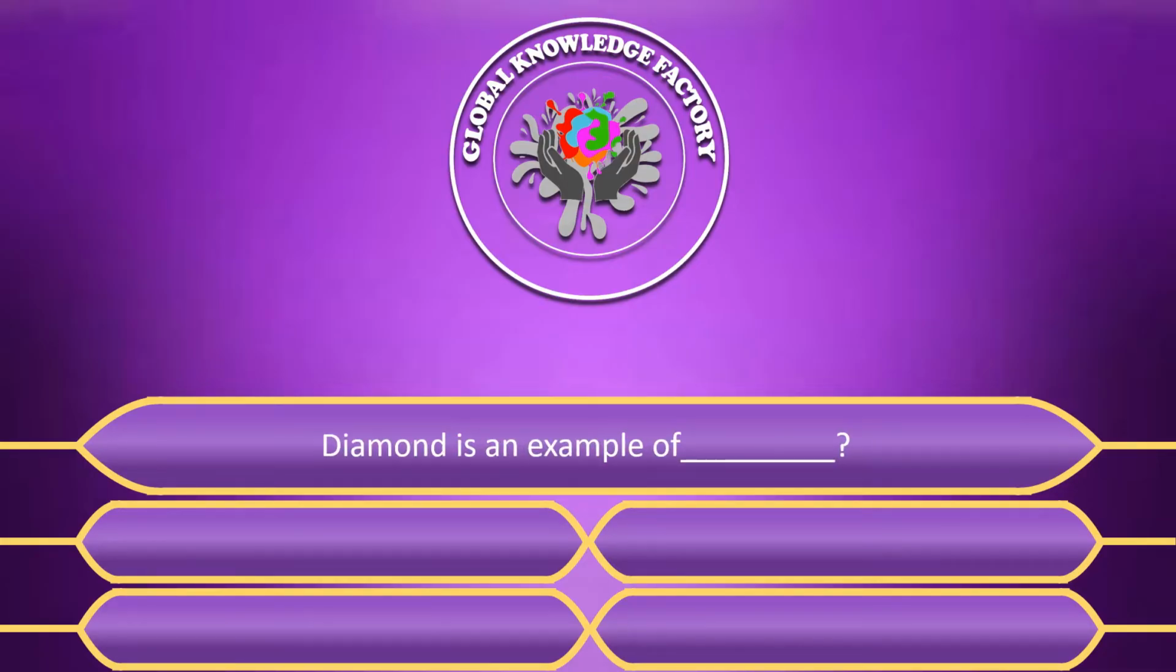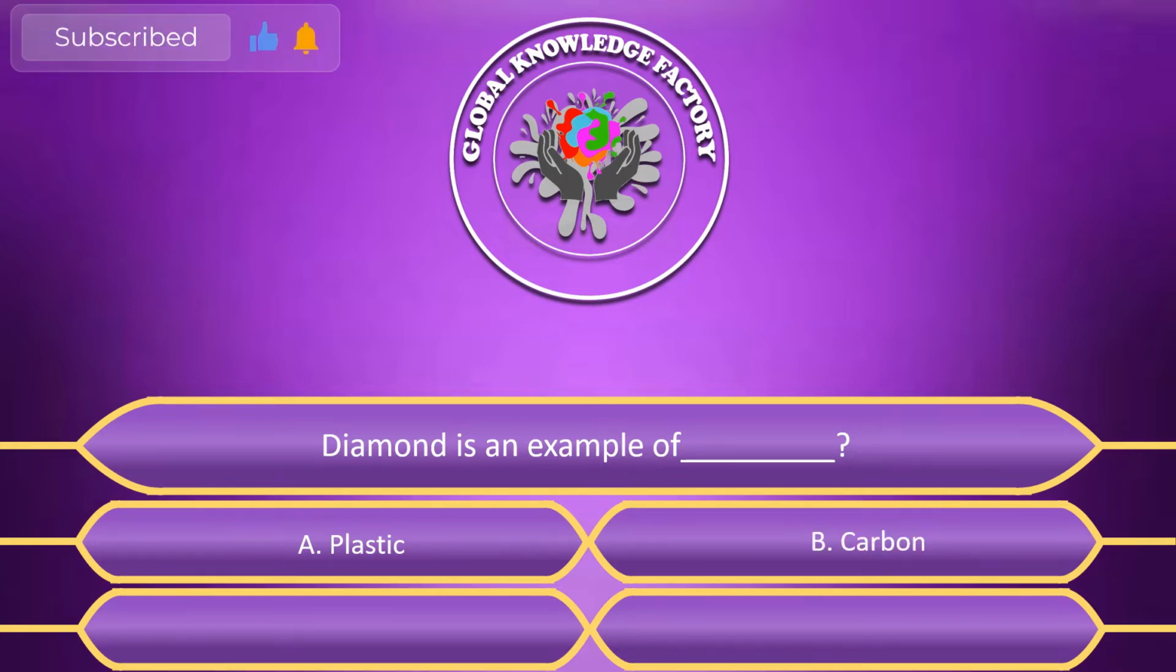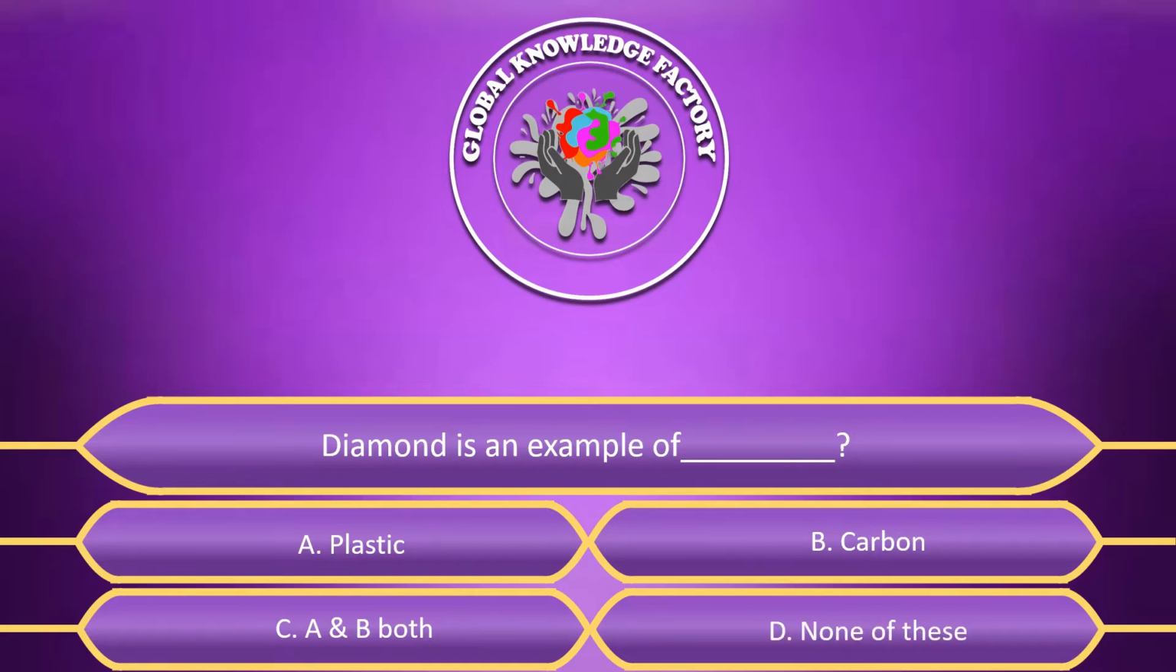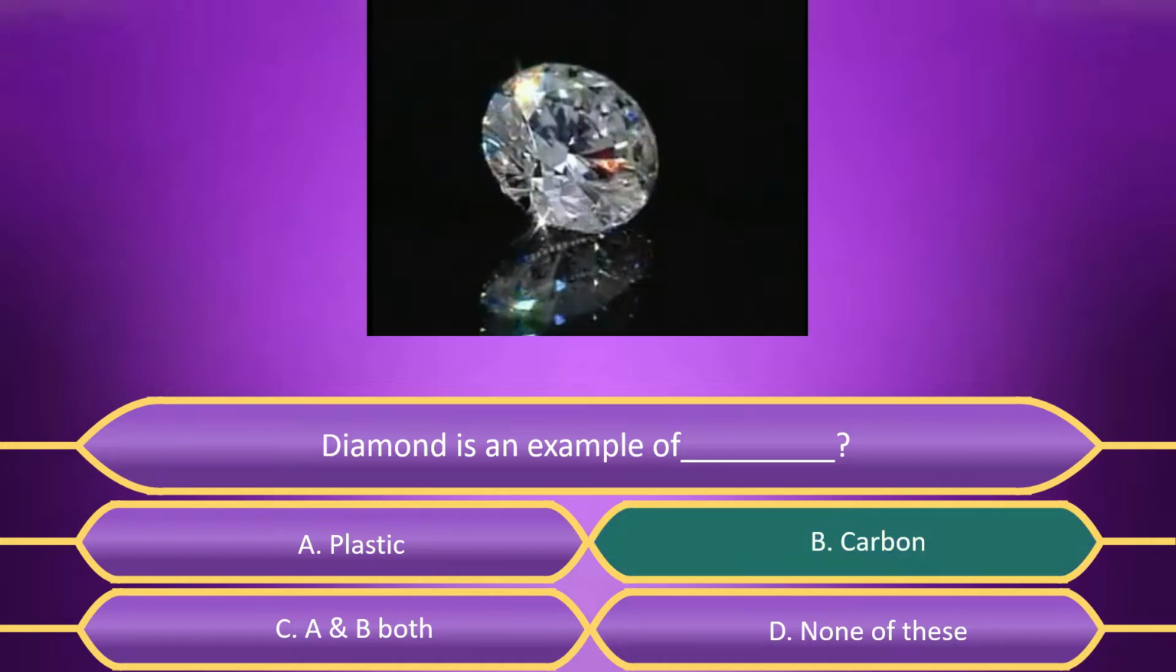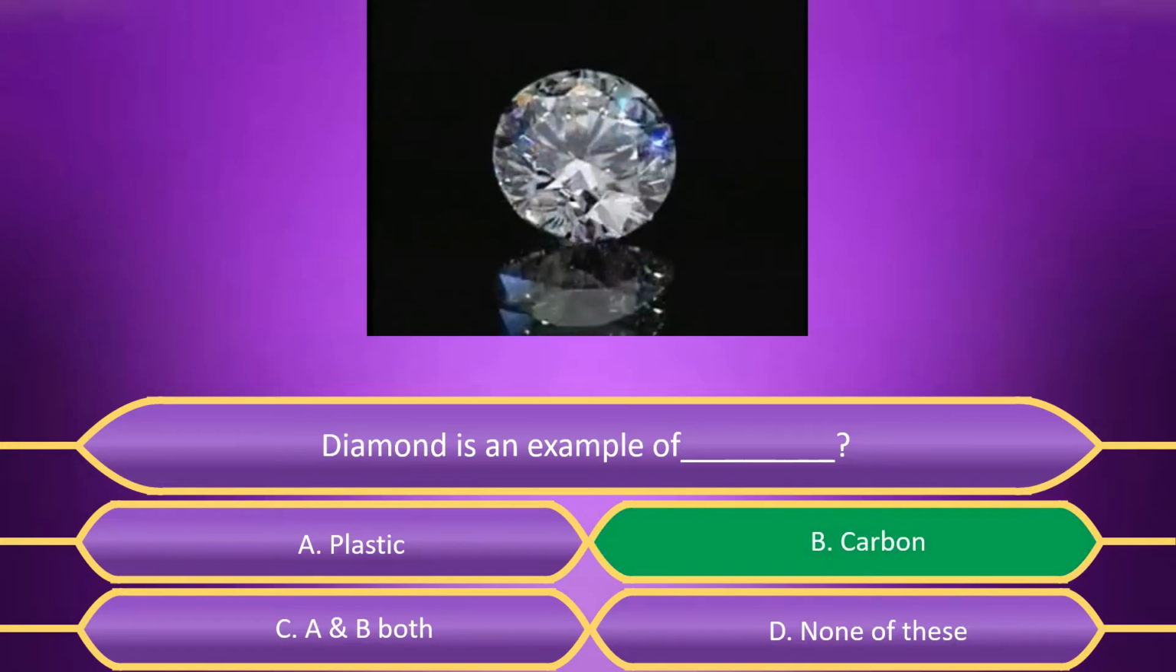Diamond is an example of dash: A plastic, B carbon, C A and B both, D none of these. Answer is B carbon.